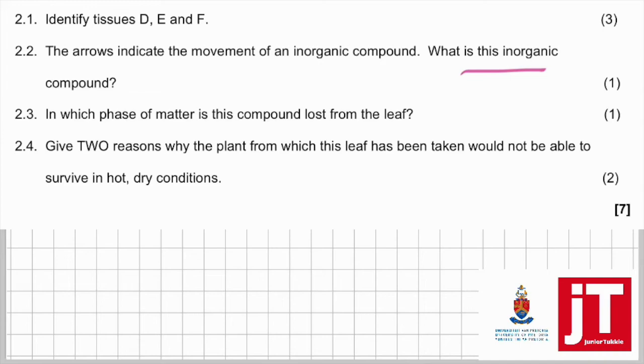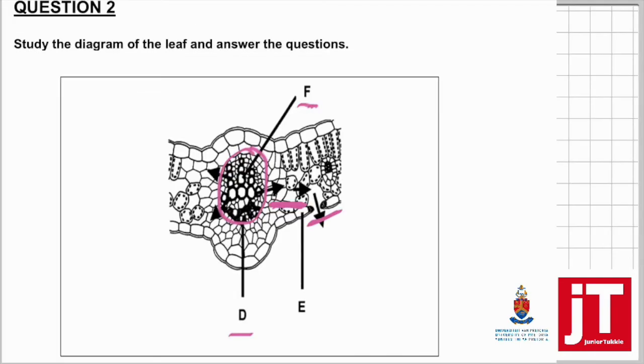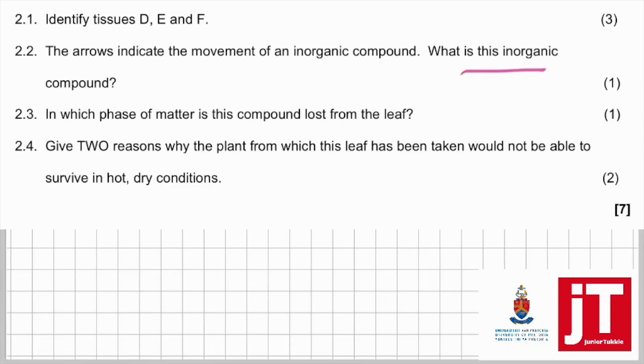2.3. In what phase of matter is this compound lost from the leaf? Now you know water is lost in the form of water vapor. And that is transpiration, and that takes place through the stomata. And what phase? That will be gas phase.